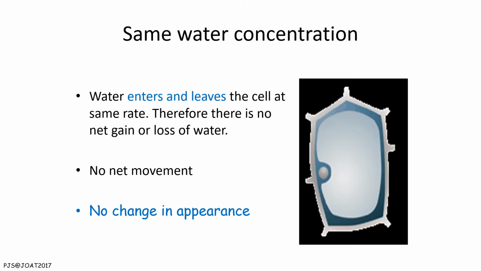So if we put a potato cell or any plant cell into the same water concentration, so if the water concentration is the same on the outside as it is on the inside, the water will enter and leave the cell at the same rate, so there will be no net gain or loss of water. So there's no net movement of water, so there will be no change in appearance of the plant cell.